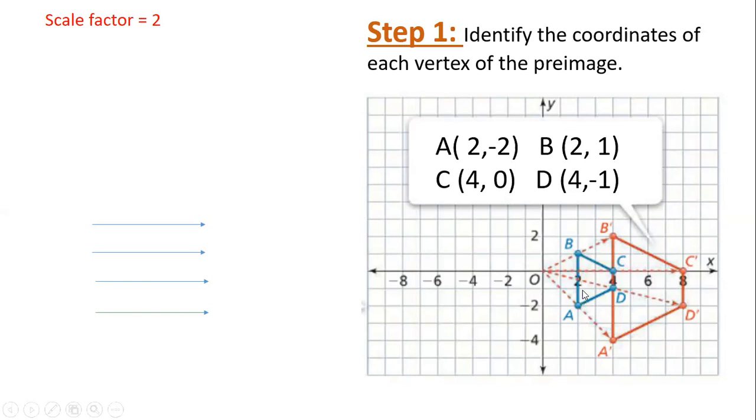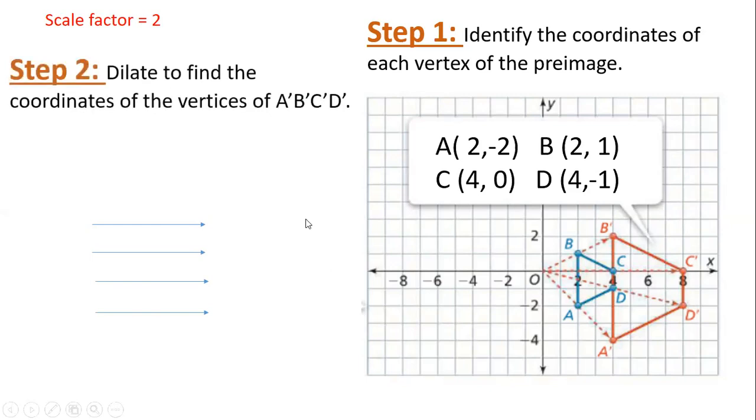What we are going to do now is find the coordinates of A prime, B prime, C prime, D prime. We don't have these yet. We are going to find them. Clear what I am doing in this slide? Okay, so this is the first step. The coming step, I need to dilate to find the coordinates of the vertices of A prime, B prime, C prime, D prime. What I will use here is the scale factor. What is the scale factor here? 2. So I am going to use this scale factor to find A prime, B prime, C prime, D prime.